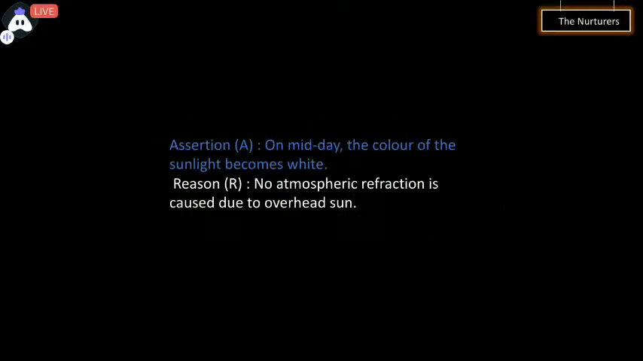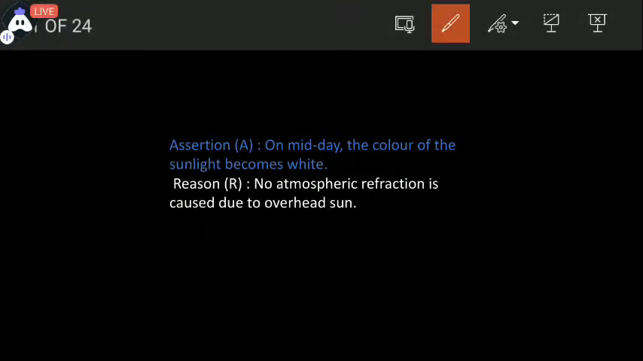Okay, the next. On midday, the color of the sunlight becomes white. This is the assertion. And the reason says no atmospheric refraction is caused due to the overhead sun. See, on midday, the color of the sunlight becomes white and no atmospheric refraction is caused due to the overhead sun. This is again wrong.